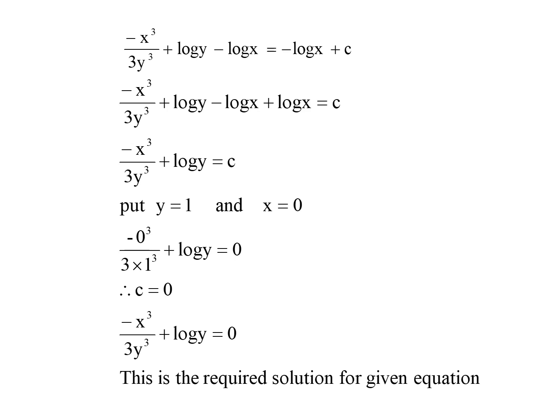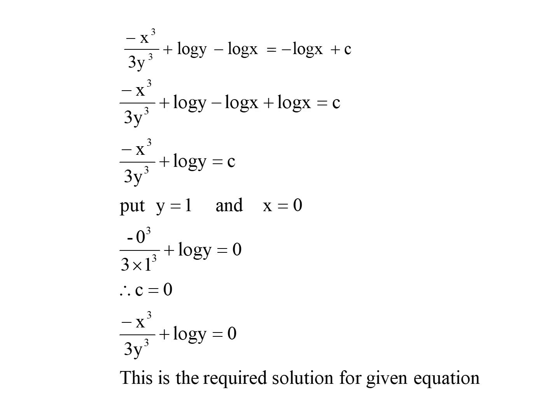Coming to the next line, put y is equal to 1 and x is equal to 0. These are the boundary conditions given in the question for the given differential equation. So now we are going to substitute these two conditions in the above step. So minus x cube means 0 cube by 3 into y cube means 1 cube plus log y. Y is nothing but 1, no? So log 1 is equal to 0. Anyhow log 1 value is 0. 0 by anything is 0. Finally we conclude c value is equal to 0.